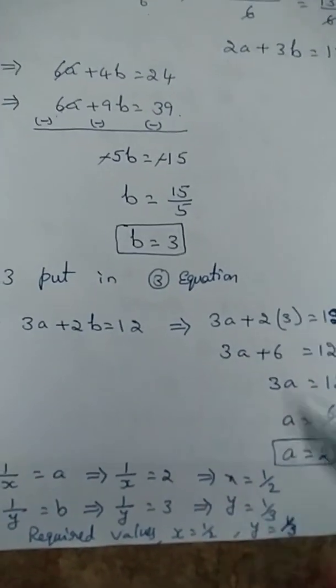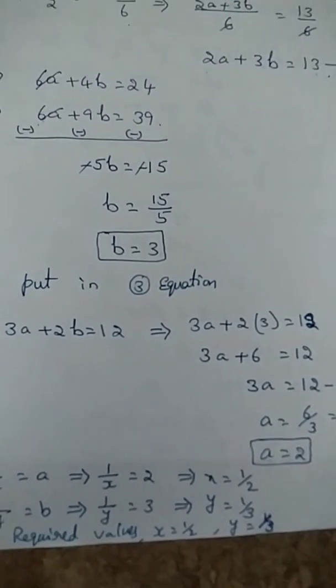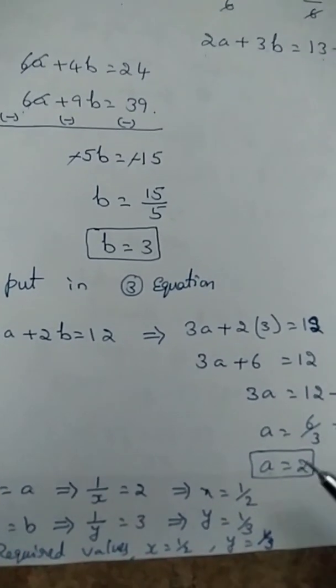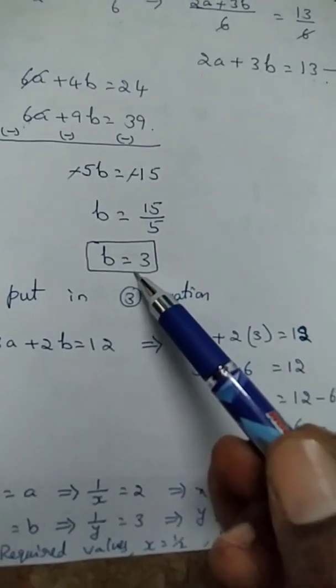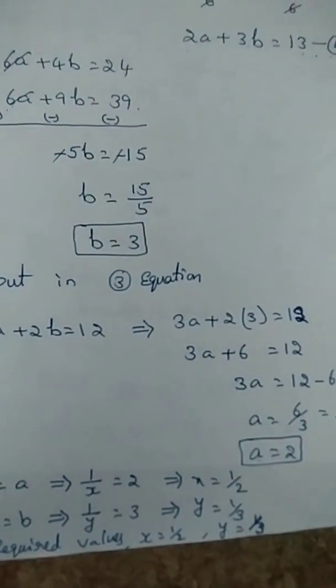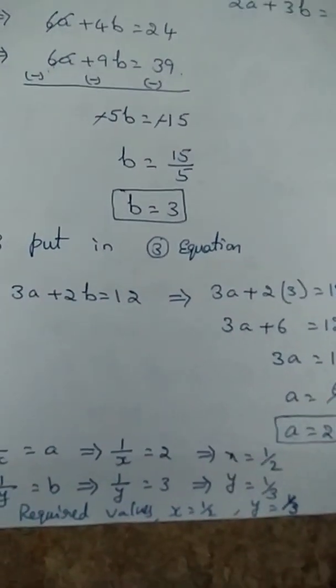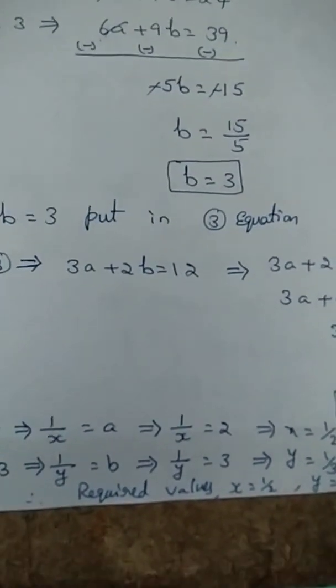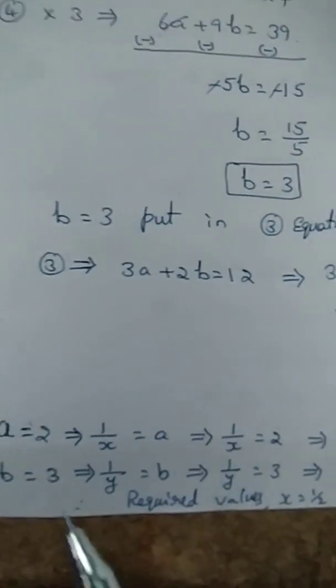Already we said in the previous problem that the a and b values are not the required values. Those are assumption values. 1 by x is equal to a, 1 by y is equal to b. Those are assumption values in this problem. We require the values of x and y. So how can we find the x and y values? These assumption values are to be substituted to get the real values.